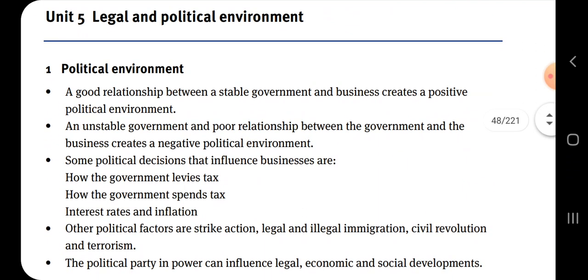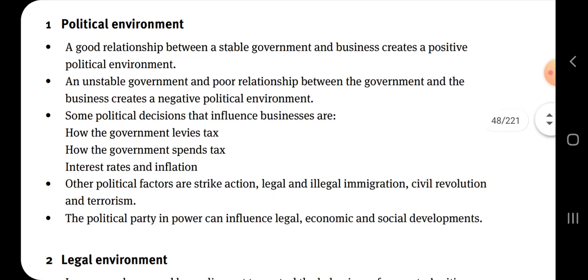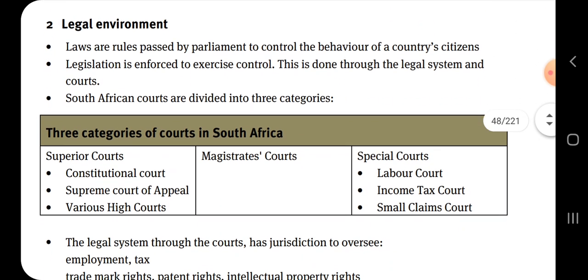And then we have legal and political environment. So in the political environment, a good relationship between stable government and business creates a positive political environment. So unstable government and poor relationship between the government and the business creates a negative political environment. It's important for businesses to have a relationship with government and government to have a relationship with businesses, because businesses pay tax to government. So when government hears the cry of businesses, businesses are able to flourish and perform better, and the government in turn makes revenue. That's how government impacts businesses.